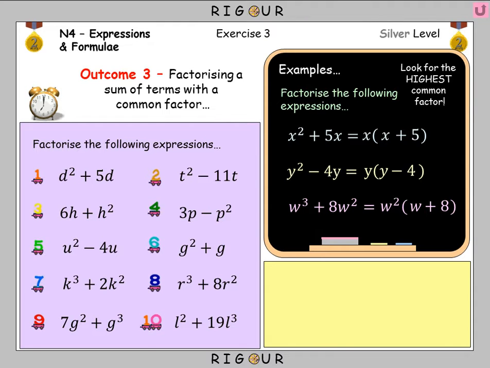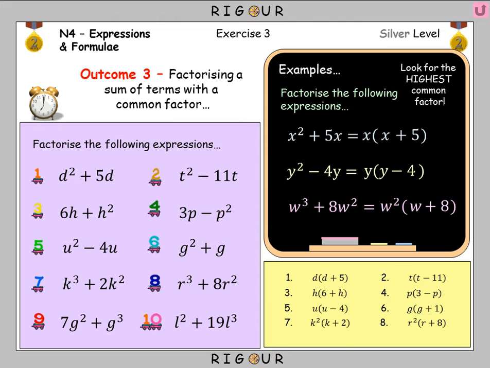Okay, you've unpaused the video, let's go over some answers. So we've got d bracket d plus 5, t bracket t minus 11, h bracket 6 plus h, p bracket 3 minus p, u bracket u minus 4, g bracket g plus 1, k squared bracket k plus 2, r squared bracket r plus 8, g squared bracket 7 plus g, last but not least l squared bracket 1 plus 19l.